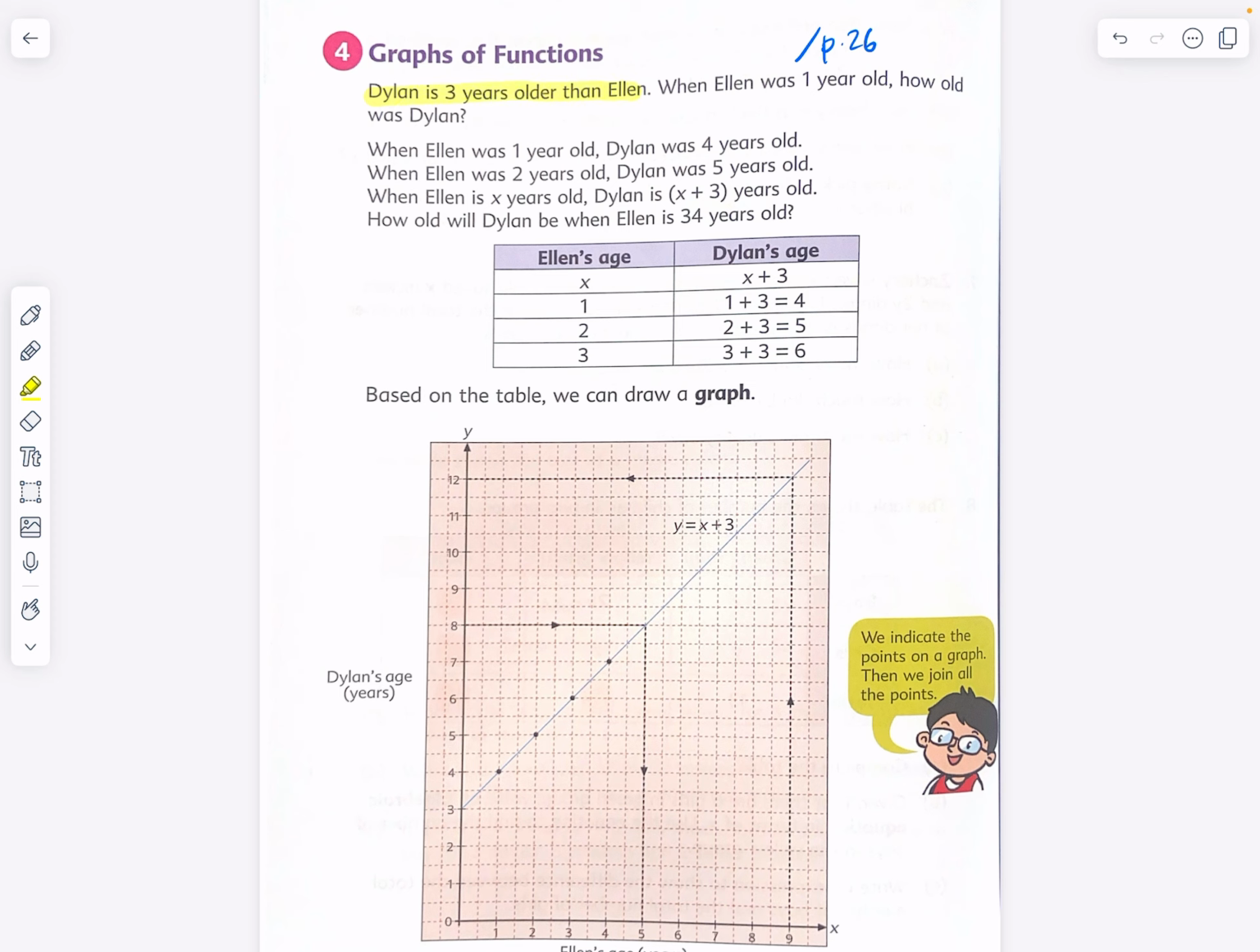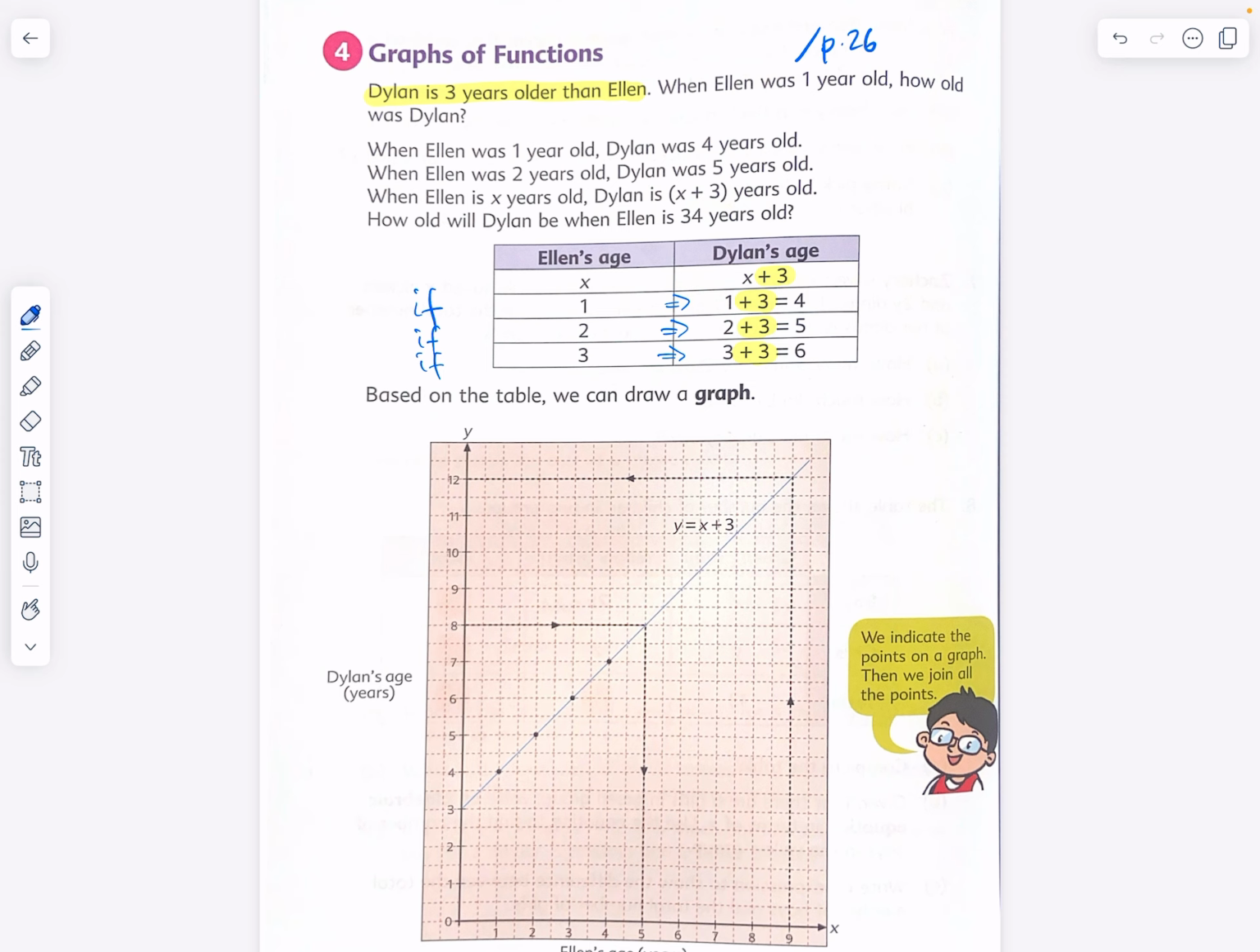Dylan is 3 years older than Ellen. Well, we do know that every time Ellen has a certain age, Dylan will be plus 3. Dylan will always be 3 years older than Ellen, given from the problem, and Ellen will always be 3 years younger. If Ellen is 1, then Dylan is 4. If Ellen is 2, Dylan plus 3 will be 5 years old. And if Ellen is 3, Dylan will be 6. The rule for this relationship between Ellen's and Dylan's age is x plus 3.